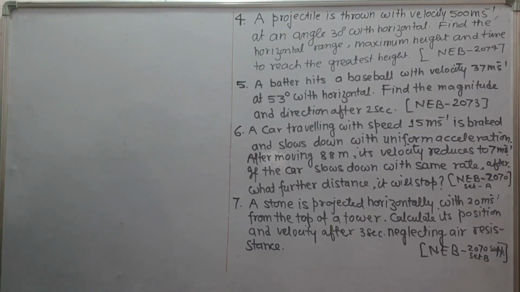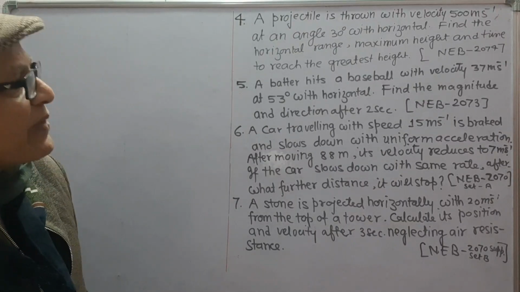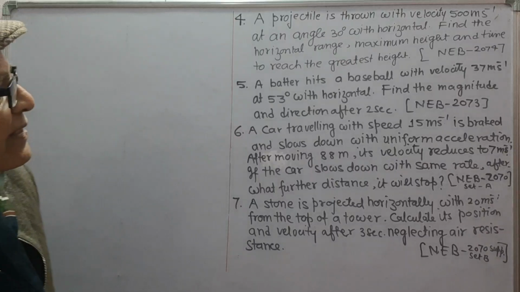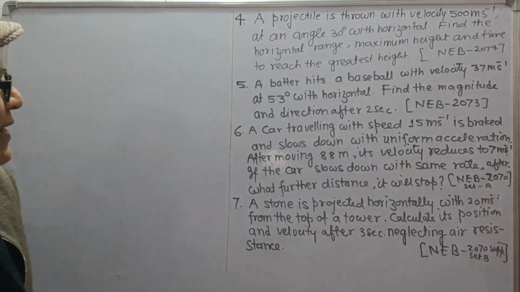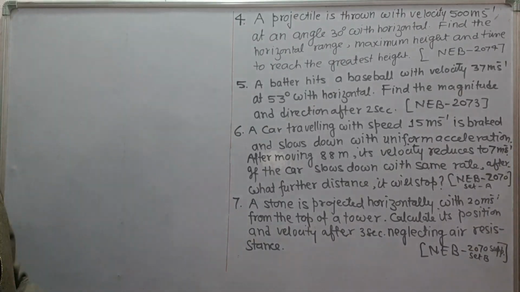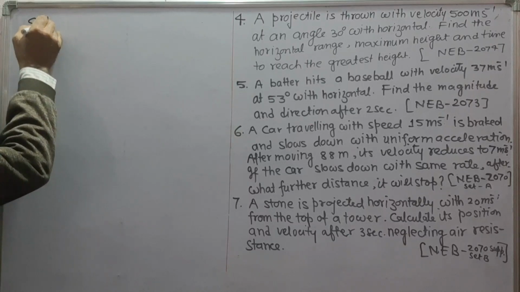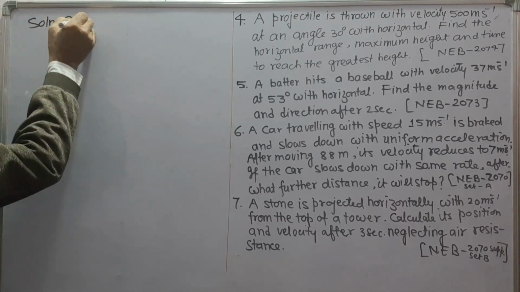Question number 4. A projectile is thrown with velocity 500 meter per second at an angle 30 degree with the horizontal. Find the horizontal range, maximum height and time to reach the greatest height. Solution to question 4.